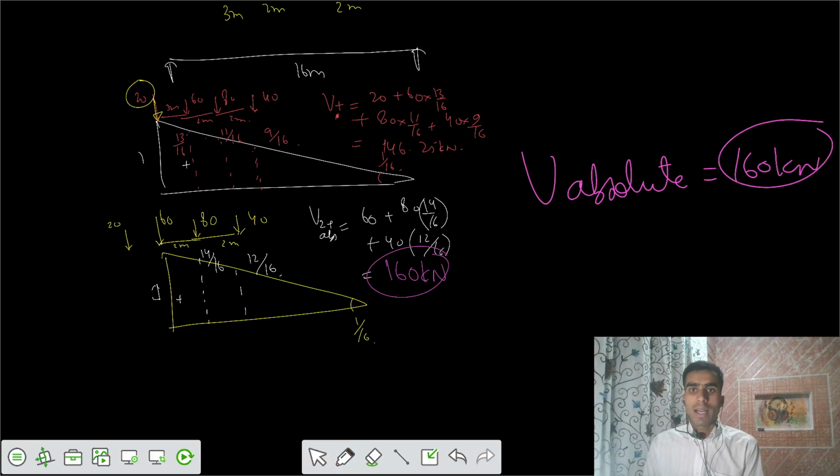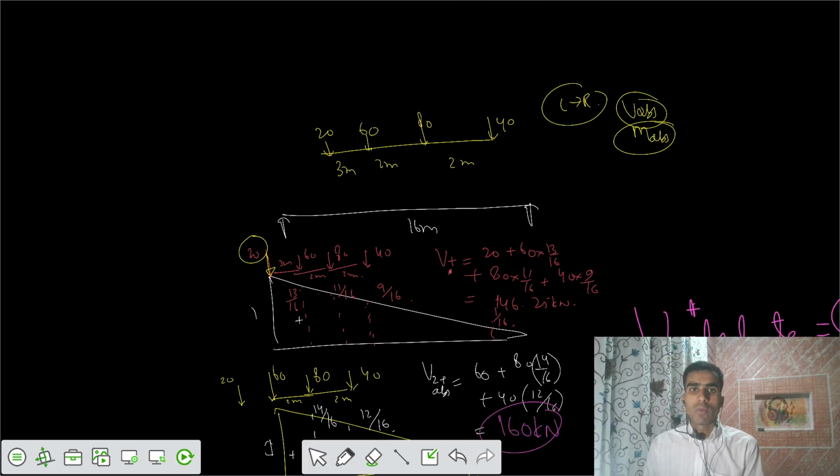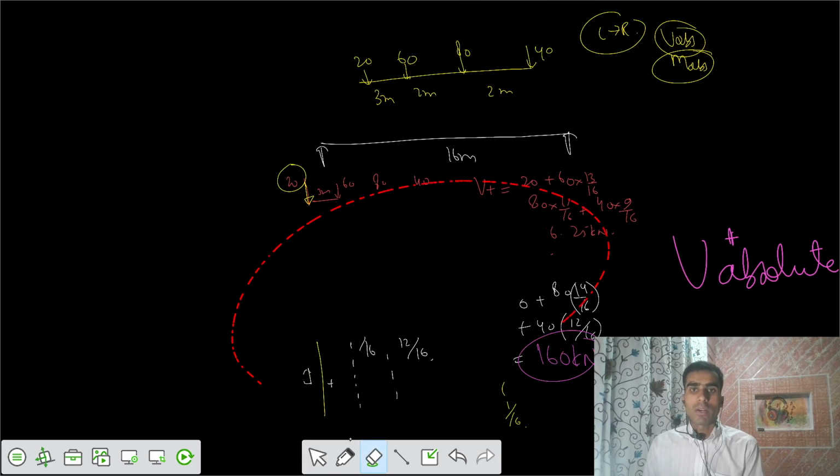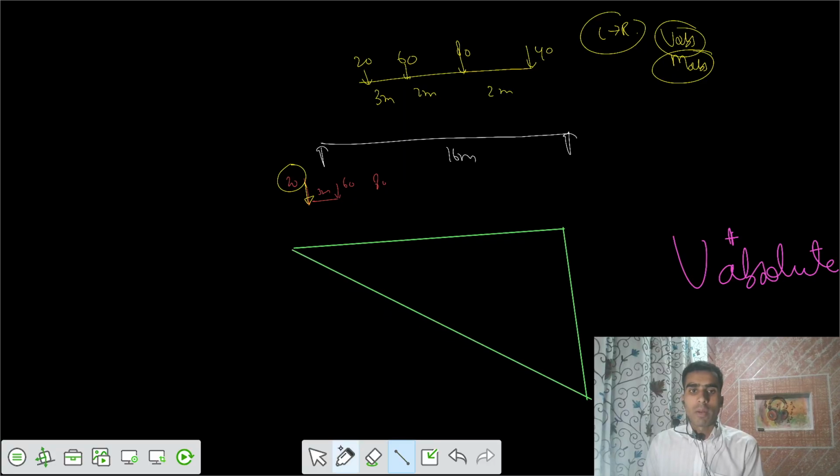Now this was with respect to positive. Now we had to see with respect to negative also, the negative shear force. If there was negative shear force, we had to check that also. Let's go for that. What does the negative shear force diagram look like? I would say this is your negative shear force diagram, and you can place the loads.